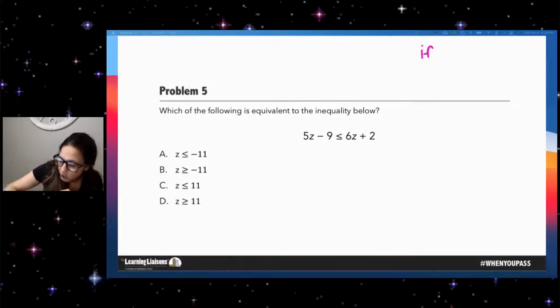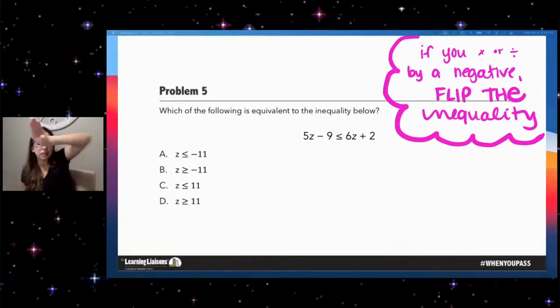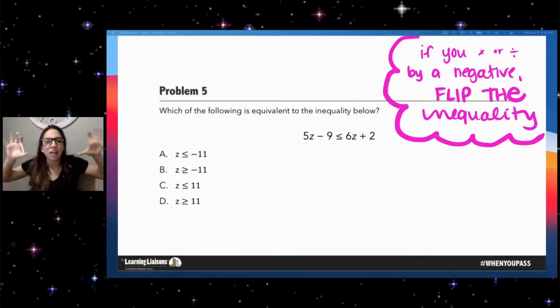If you multiply or divide by a negative, flip the inequality. If you multiply or divide by a negative, you're going to flip the inequality around. So if it's facing this way, it's going to face this way. If it's facing this way, it's going to face this way. Otherwise, everything you do to solve an inequality is going to be the exact same way you solve an equation.